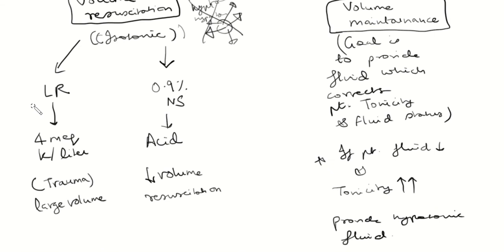Your two choices are lactated Ringer's, LR, or normal saline, a 0.9% solution of sodium chloride. Lactated Ringer's has 4 milliequivalents of potassium per liter, so you can give it in large volume. You don't have to really worry about it. It's a small enough amount of potassium. But if you're giving normal saline, you may cause acidosis. So if it's a resuscitation that's not as high volume as in trauma, then normal saline is the name of the game.